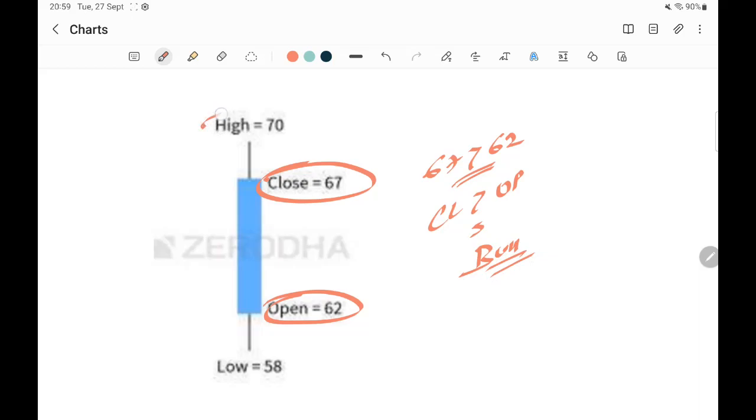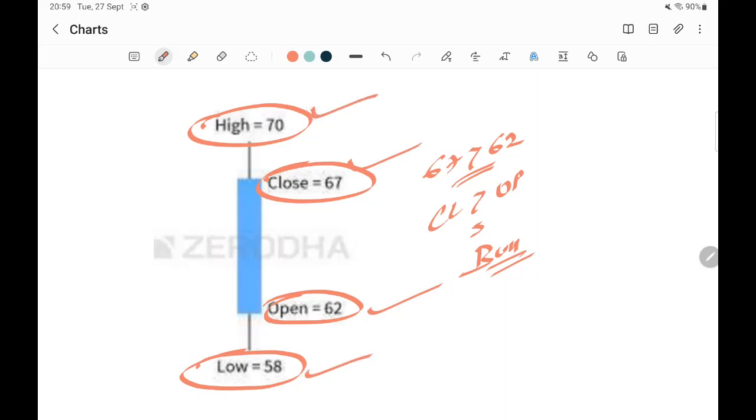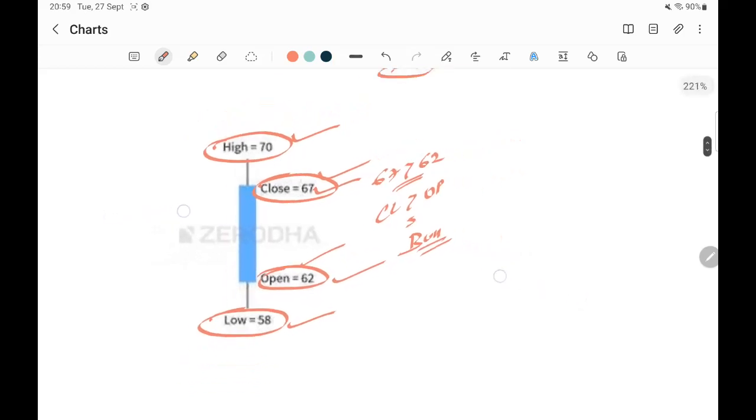You can see there is a high point and also a low point. So we're tracking four price points: the opening, the closing, the low, and the high. And why is this a bullish candle? Why is this candle looking like a blue candle? Because the closing price is 67, which is more than the opening price, 62. Due to that, it is called a bull candle.